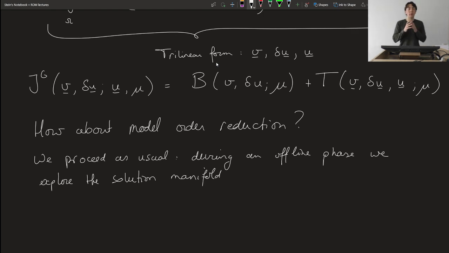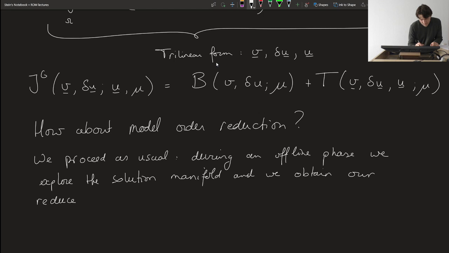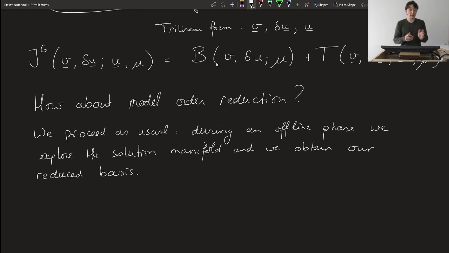and based on the manifold that we find, right, the set of all possible solutions, we build a compressed space, a set of reduced bases, and we obtain our reduced basis. So after we've done that, we have a set of basis functions that describe all the possible solution states of our nonlinear partial differential equation as effectively as possible.